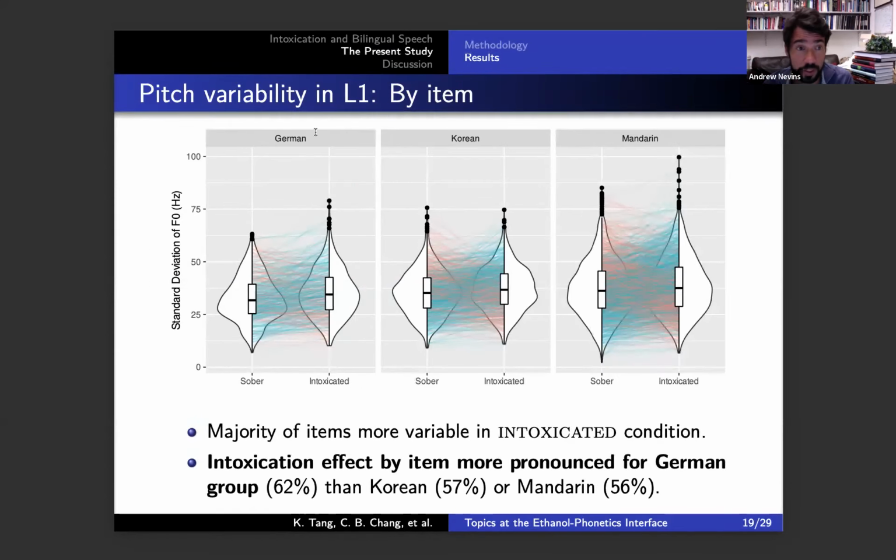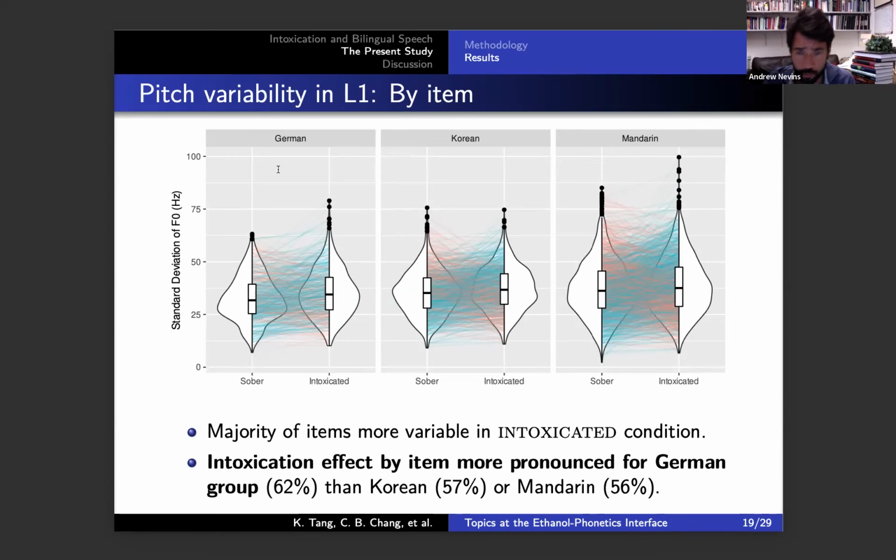Now, what about in the L2? Sorry, let's look at L1 just one more time. So in L1, these plots also show you, if you look at the blue lines, that there are more blue lines going up in German than there are in Korean or Mandarin. So the German group had the intoxication effect more than the other two. There was more variability in general in intoxication, but the effect was larger for German.